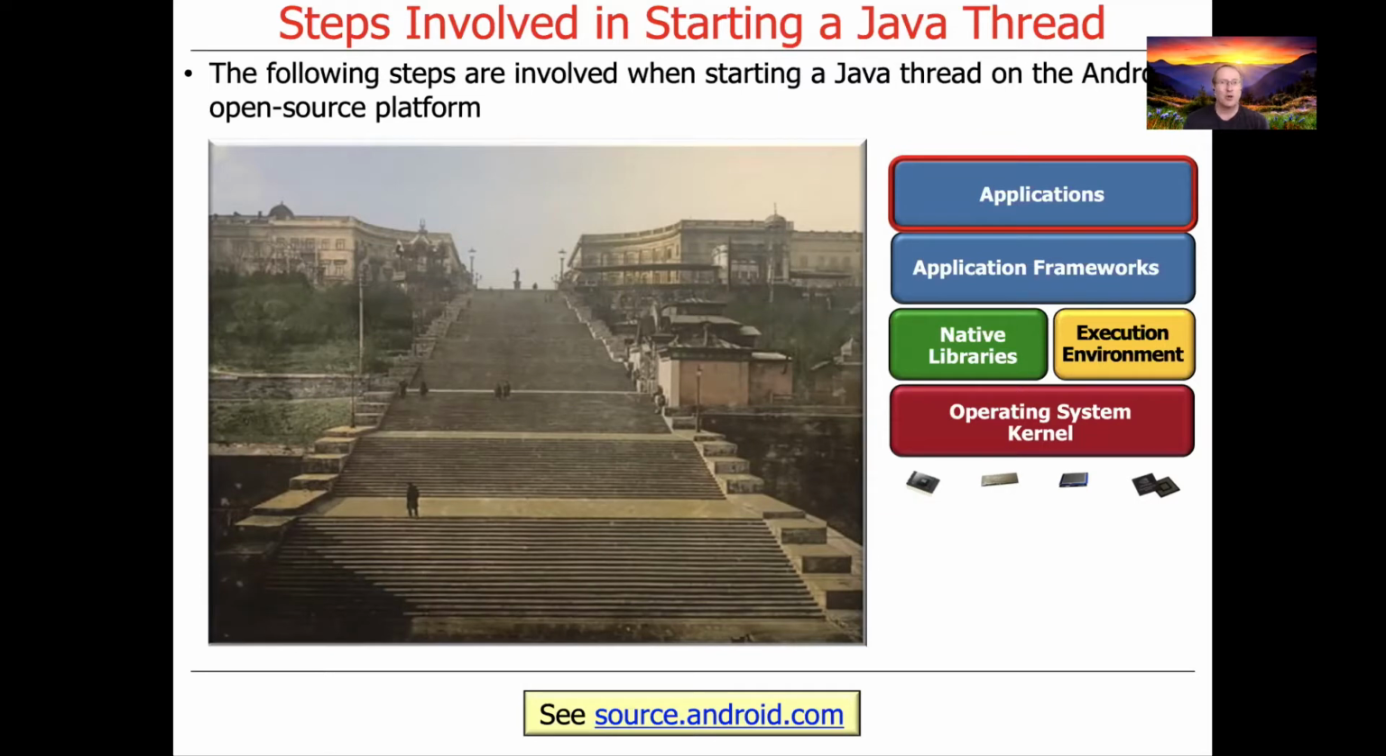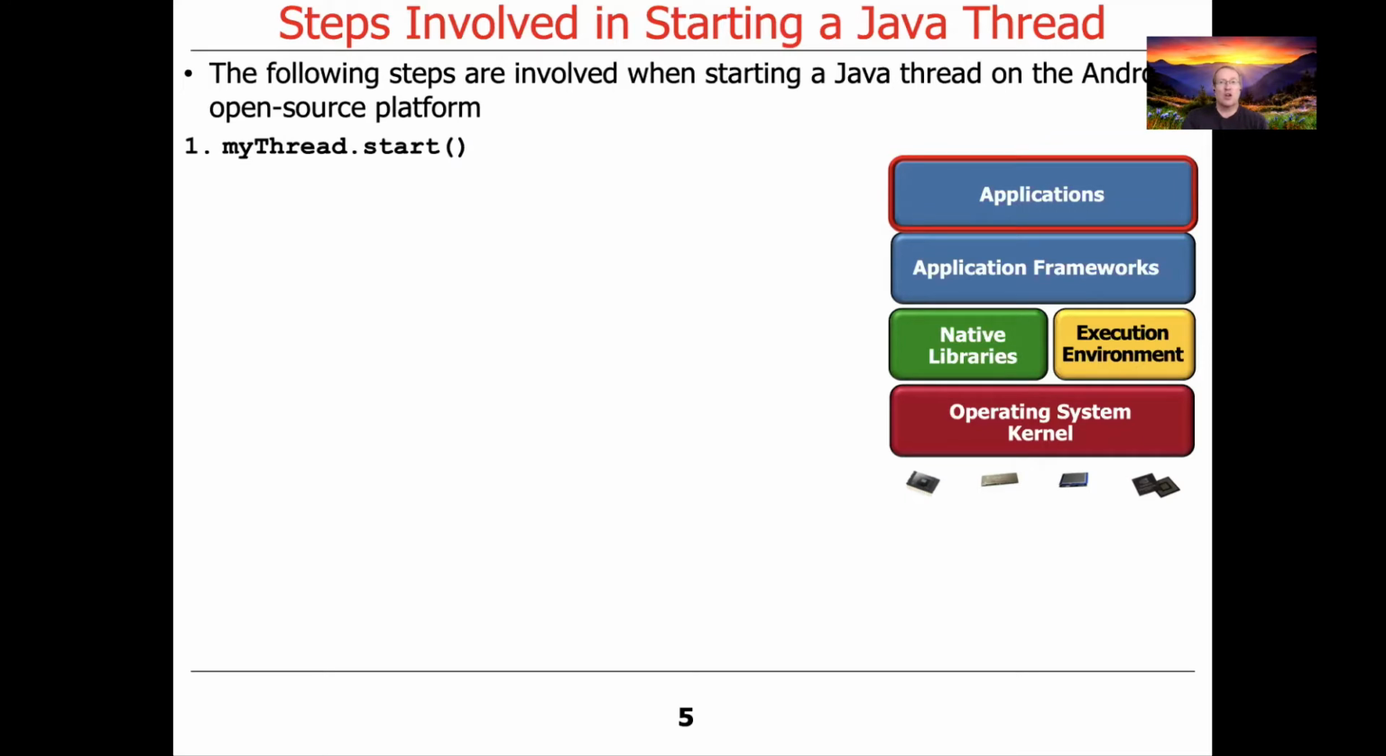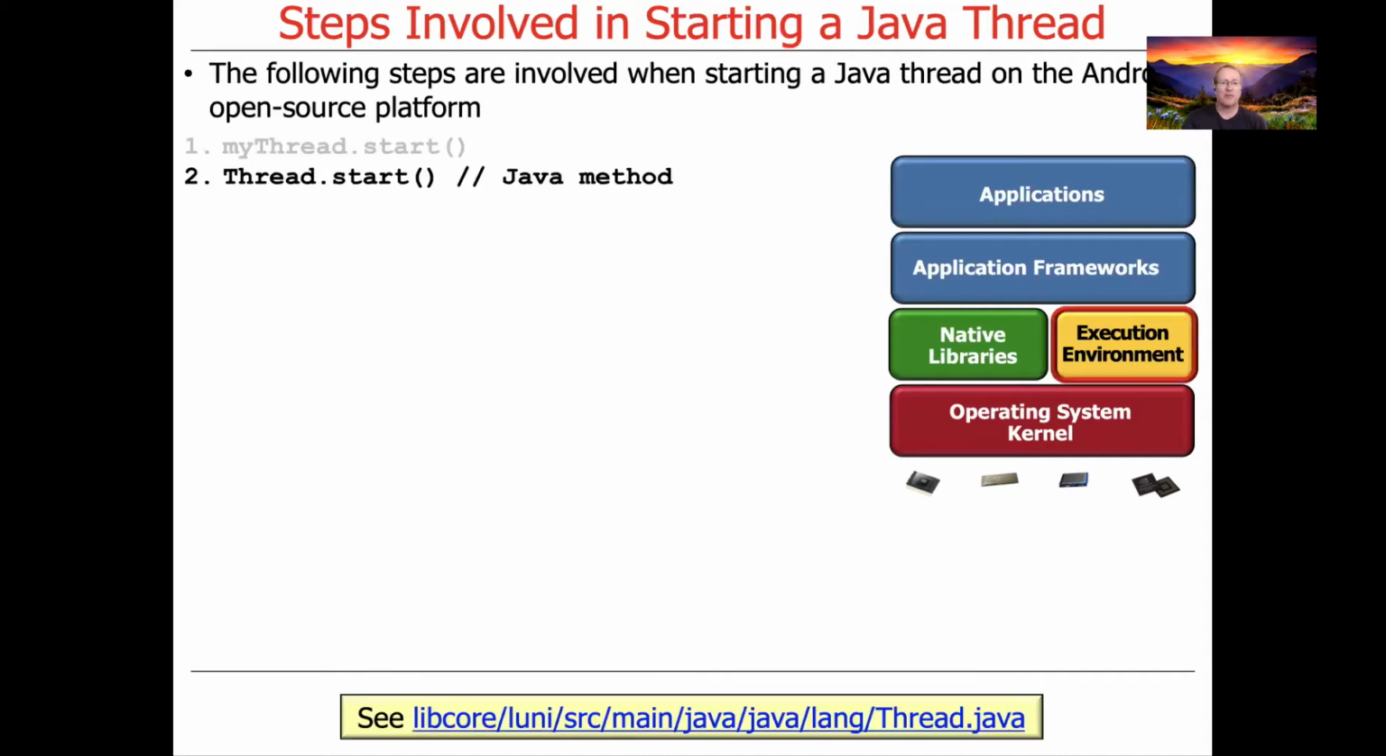We're going to use Android and AOSP, the Android open source platform, as the example of this. But be aware that the steps that are involved are very similar on other implementations as well. So the first thing we're going to do is let's assume we've made ourselves a class that extends from Java Thread, such as MyThread, and then we go ahead and make a new instance of MyThread called myThread with a lowercase m, and we go ahead and start it. That would take place, of course, at the application layer.